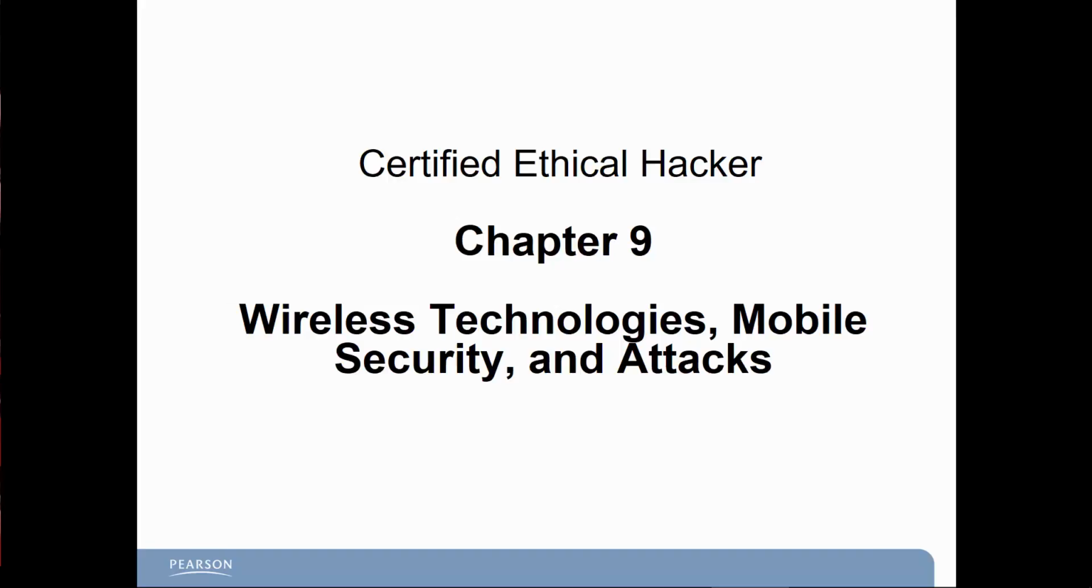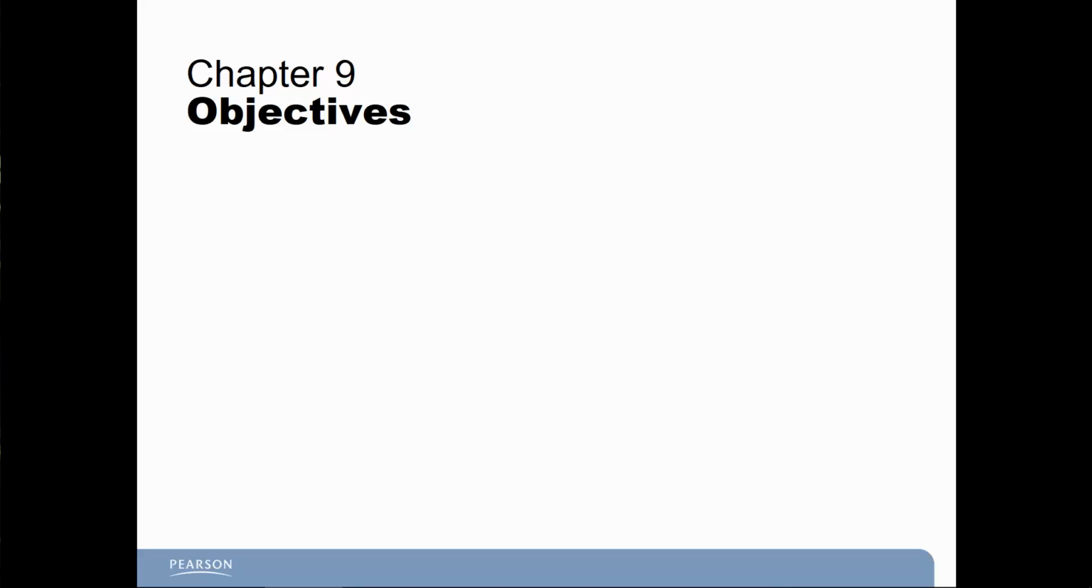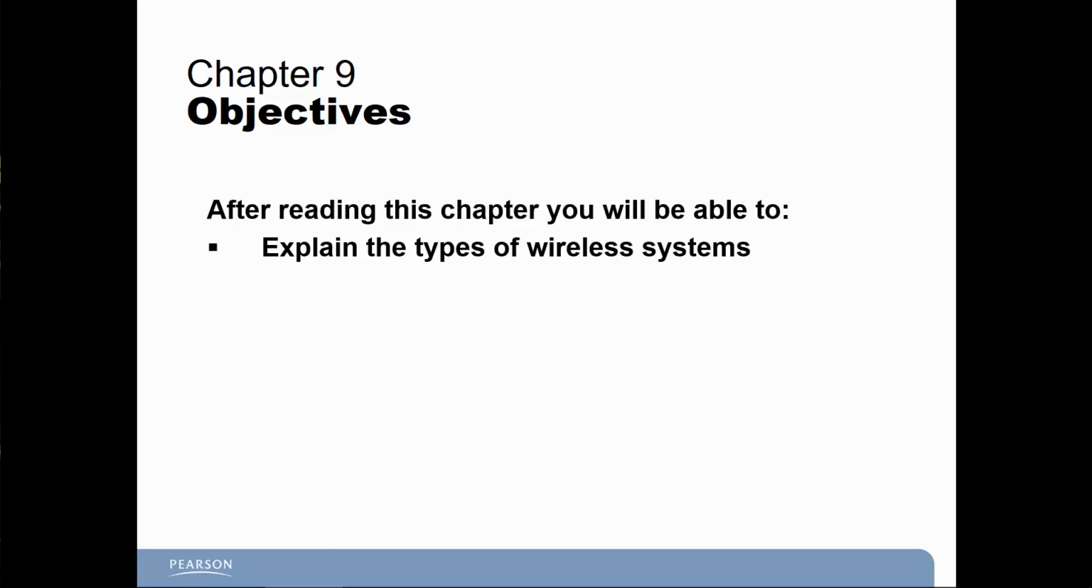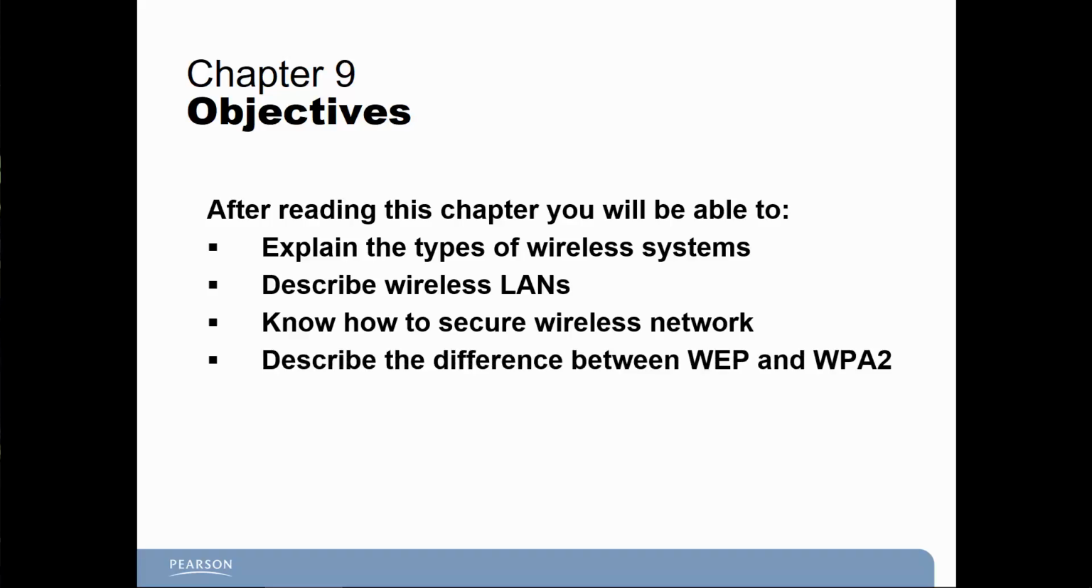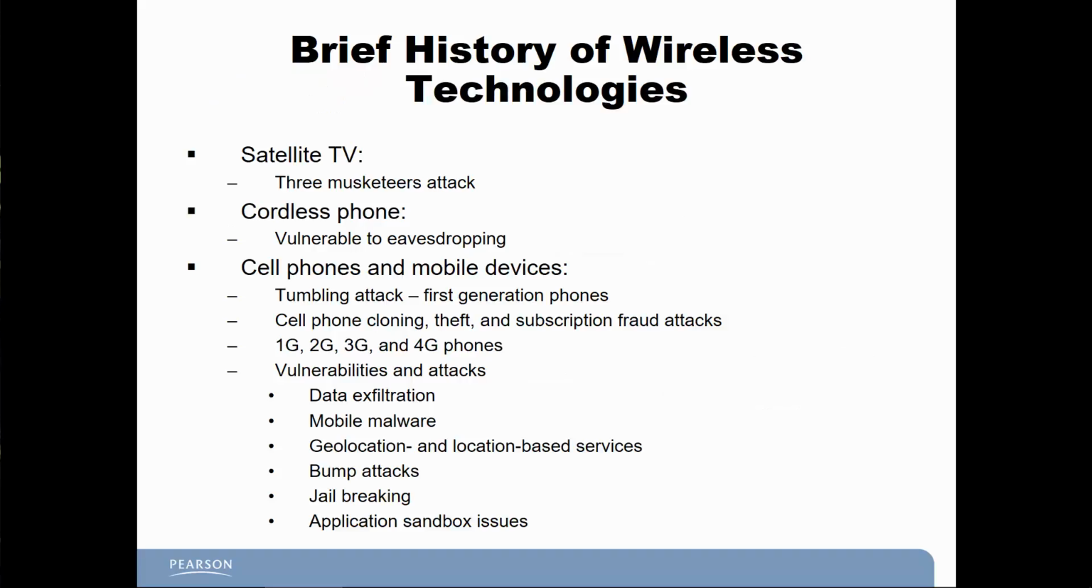Welcome to Chapter 9 of my ethical hacking. This is my study material for wireless technologies, mobile security, and attacks. In this chapter, we are looking at types of wireless systems, describe wireless LANs, how to secure them, differences between our encryption types of WEP, WPA, and WPA2, understanding some of the wireless hacking tools.